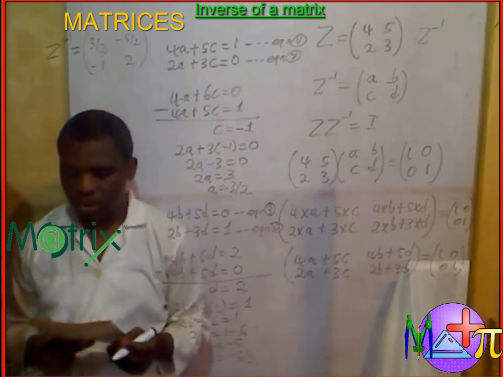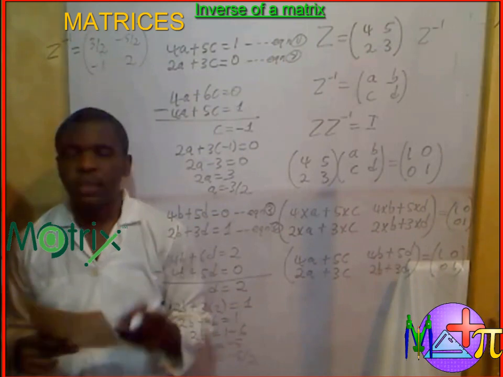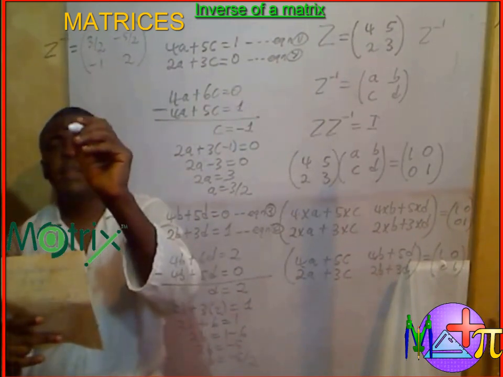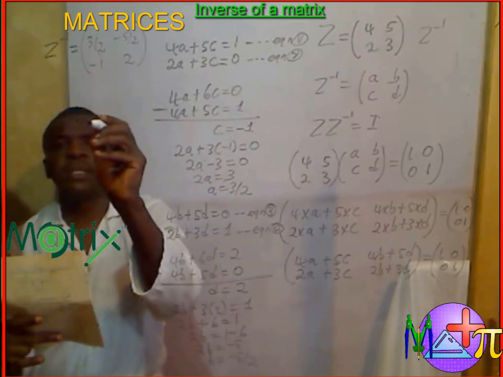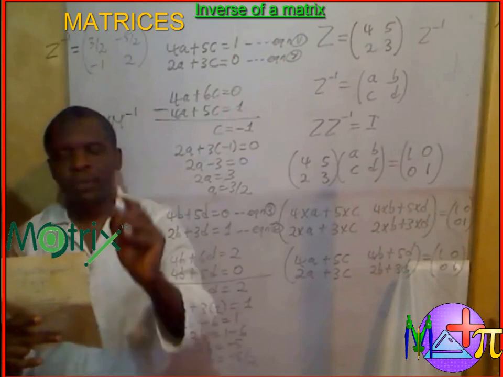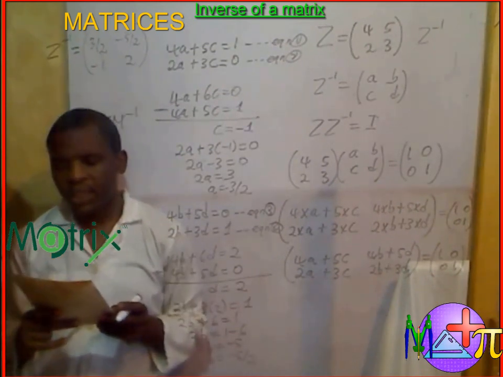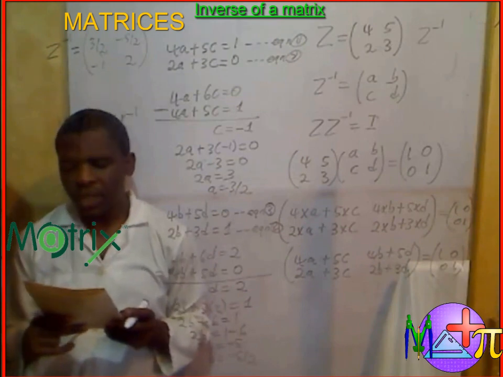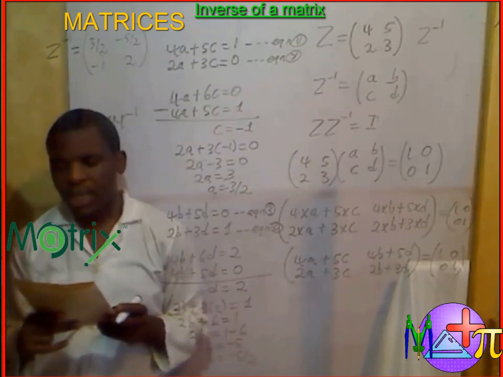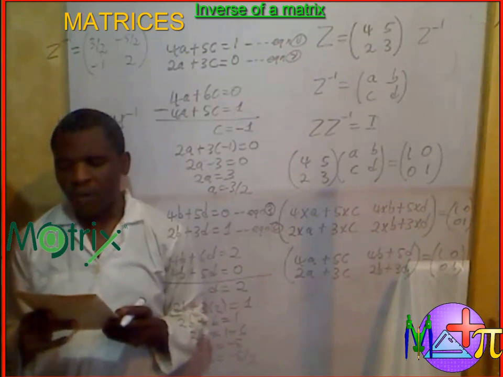Remarks. The order of multiplication of a matrix by its inverse does not matter, since M inverse times M is equal to M times M inverse. In some cases, the method of finding the inverse of a 2 by 2 matrix is to interchange the terms in the leading diagonal and then change the signs of the other terms.